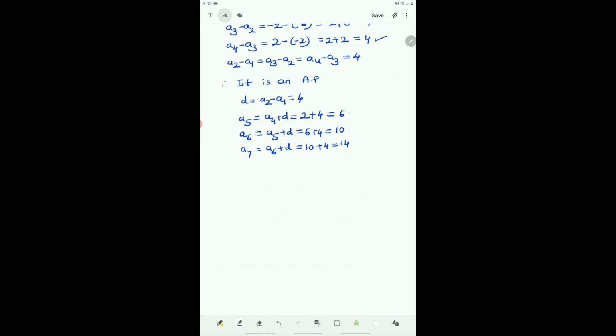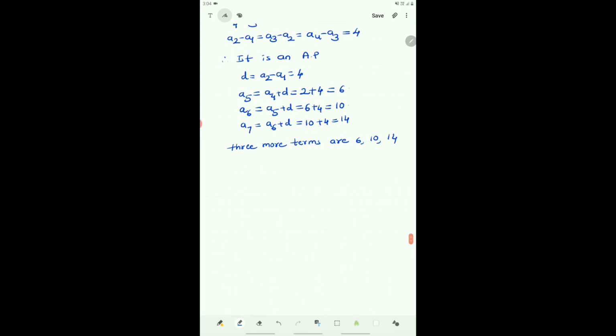So the next 3 terms are 6, 10 and 14. 3 more terms are 6, 10, 14. So you consider the 5th one.